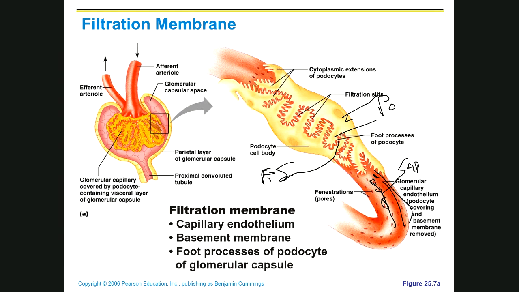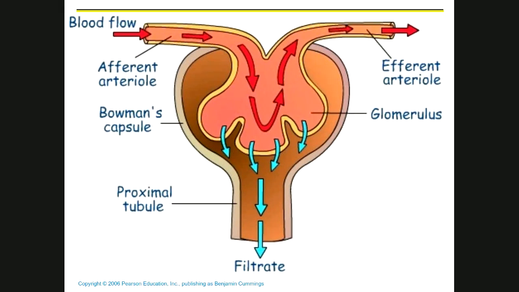So blood's going to come in here. What can go through the filter will. What cannot go through the filter is going to go out this way. So blood comes in. What can go through the filter will. What cannot will go out. Does it make sense? Any questions?